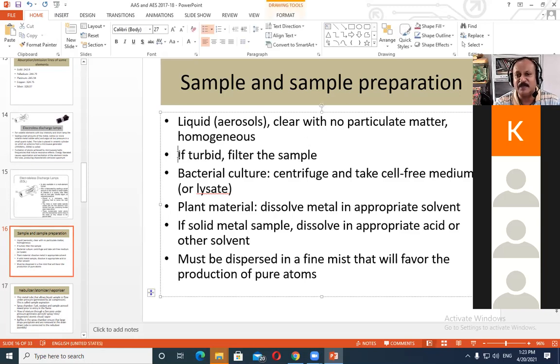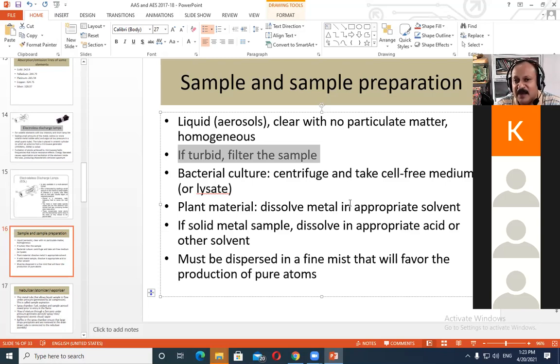But importantly, the sample should not be a turbid sample. If it is turbid, then it must be filtered properly. Either you can use a Whatman filter paper or any other kind of good quality filter, so that your sample will not contain any insoluble particulate matter. What will happen if there is particulate matter in the sample? The tube of the nebulizer is a very fine capillary. From that fine capillary, your liquid sample is going to go into the nebulizer, and then it will be dispersed.